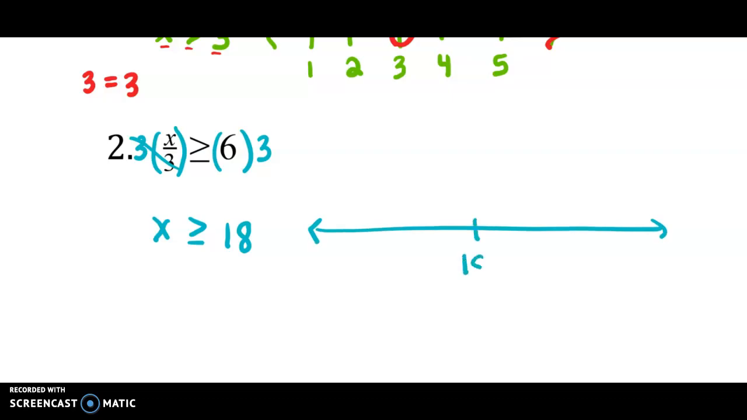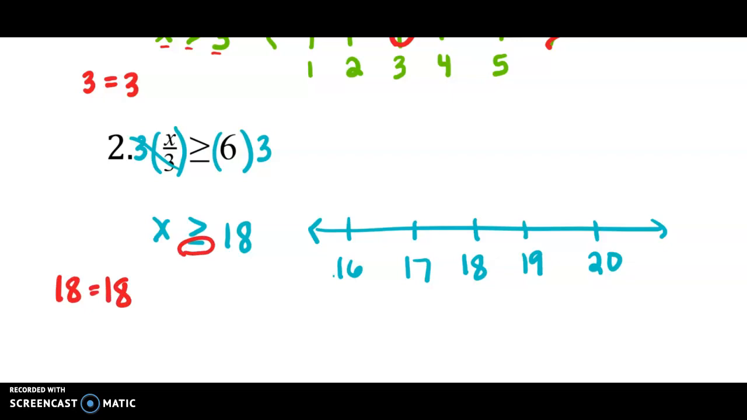To graph my answer, I would put 18 in the middle, put 2 above it, and 2 below it. Now when I think about it, I know that 18 is equal to 18. Since I have the equal sign down there, 18 is a solution. 18 is greater than or equal, because it's equal, to 18. So instead of using an open circle, I'm going to use a closed circle. Since I want all of the numbers that are greater than 18, I'm going to shade towards my numbers that are greater than 18.